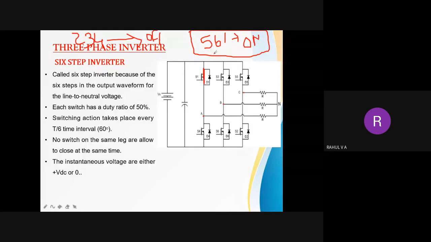In the 561 mode, the fifth switch is turned on, that is this one, S5. The sixth switch is also turned on, that is this switch, and the first switch is also turned on, that is this one. Now note that no two switches in the same bridge are turned on at a time.